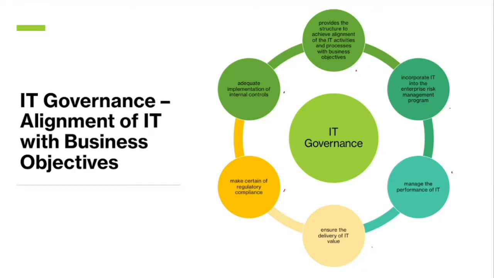But basically, IT governance just means that the business strategy is aligned with the IT objectives. So basically, how the IT objectives, its projects, its plans, are closely related to the overall strategy or the business strategy of the organization.